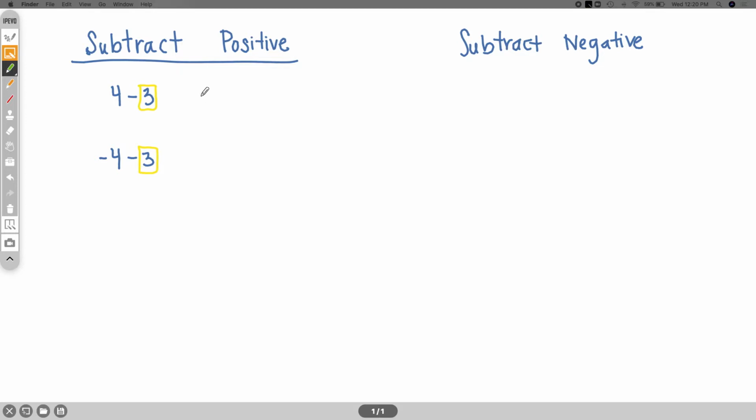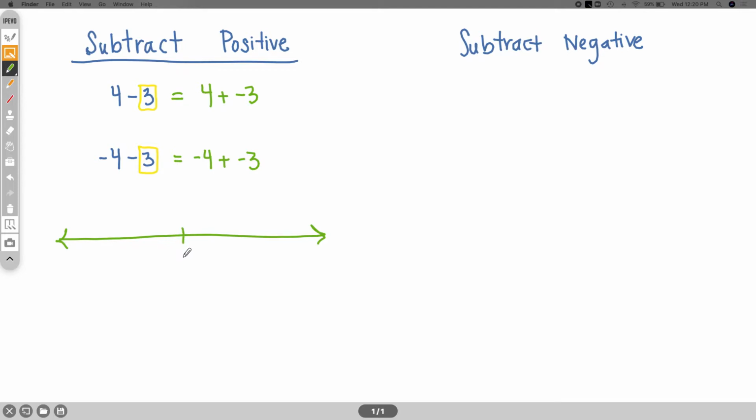And it turns out that subtracting a positive is the same, so if you have 4 minus 3, that's the same as doing 4 plus the negative of that number. So minus 3 would be the same as plus negative 3. In this case, same thing, negative 4 plus negative 3. Okay, and the reason behind this, let's just think about this for a minute.